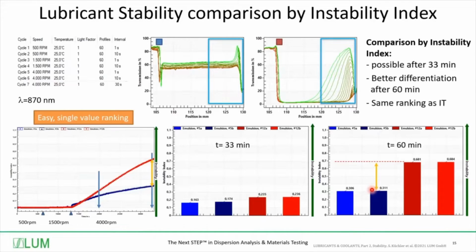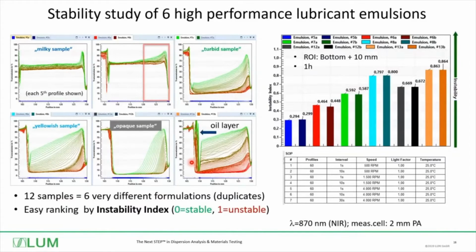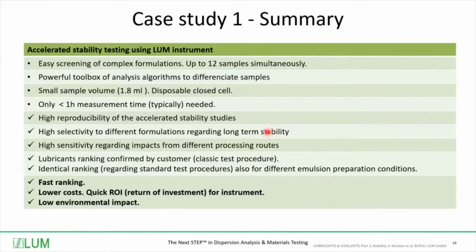For these 2 samples, we get the same ranking. We apply again our instability index algorithm. That means we have the same region of interest applied to all samples as before. And now we see that we get a nice ranking between the different samples. It's going up and down a little bit because the order of the samples is with increasing sample number. Lubricants ranking is confirmed by customers, not shown here.